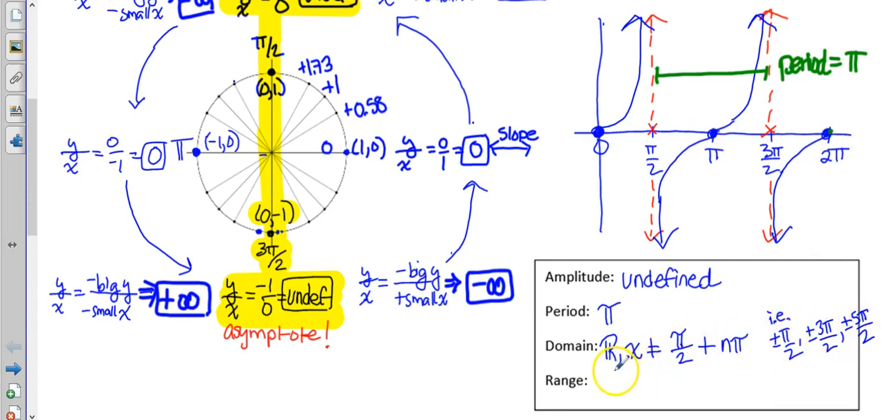Last but not least, our range goes from negative infinity to positive infinity. So that is all real numbers, or you could write negative infinity to infinity.